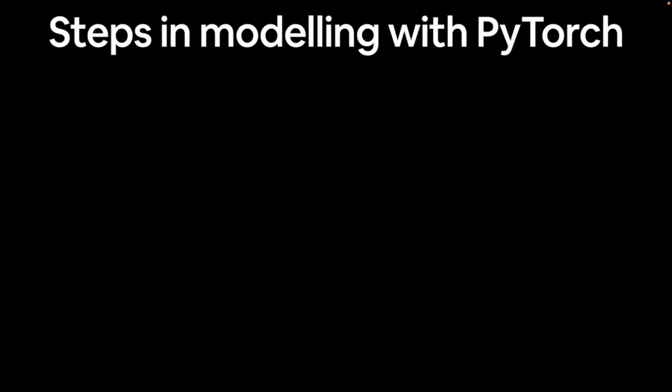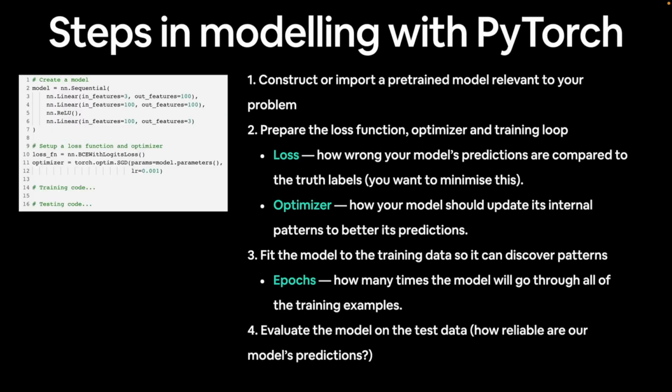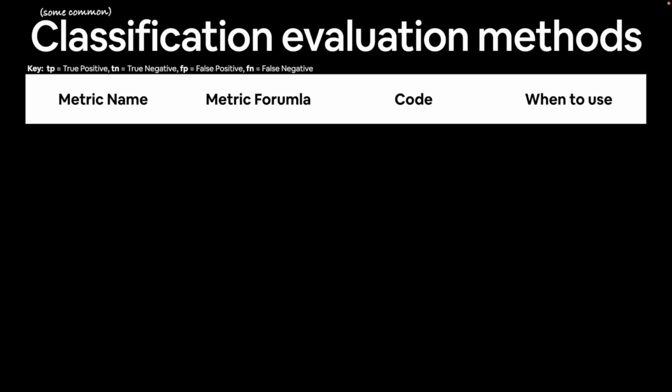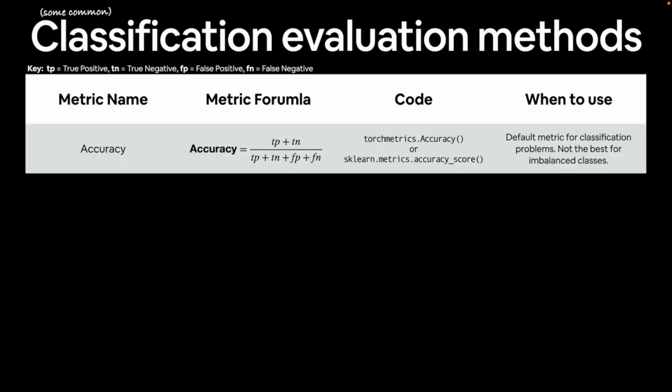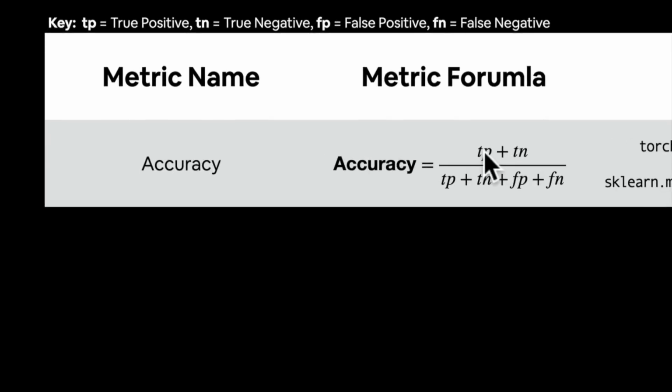Same thing, you know? And steps in modeling with PyTorch, we've seen this in practice, so we don't need to look at these slides. They'll be available on the GitHub if you want them. Some common classification evaluation methods. So we have accuracy. There's the formal formula if you want, but there's also code, which is what we've been focusing on. So we wrote our own accuracy function which replicates this. By the way, TP stands for not toilet paper, it stands for true positive. TN is true negative, FP false positive, FN false negative.